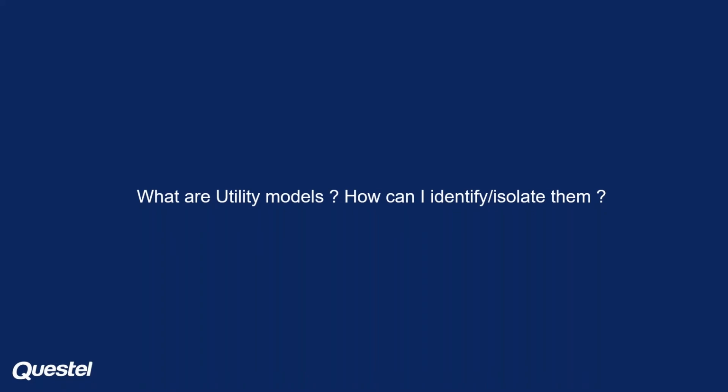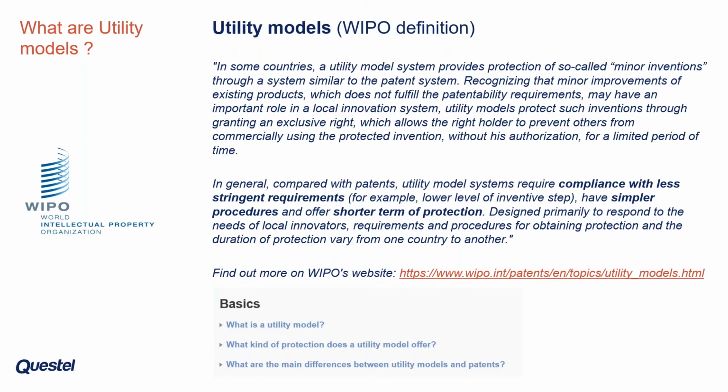Let's now focus on utility models. What are they and how can you identify or isolate them? Per WIPO's definition, in some countries, a utility model system provides protection of so-called minor inventions through a system similar to the patent system. Recognizing that minor improvements of existing products, which do not fulfill the patentability requirements, may have an important role in a local innovation system. Utility models protect such inventions through granting an exclusive right, which allows the right holder to prevent others from commercially using the protected invention without its authorization for a limited period of time.